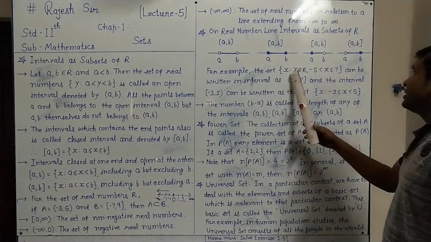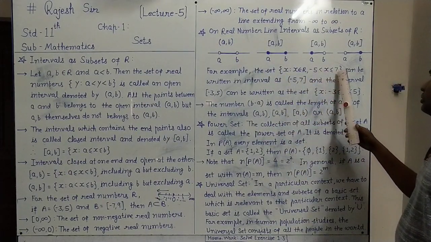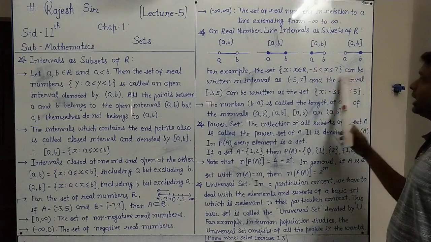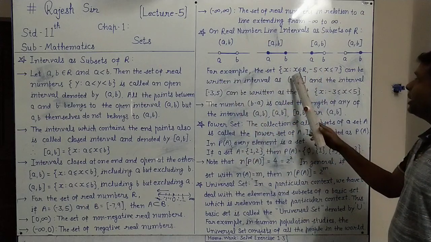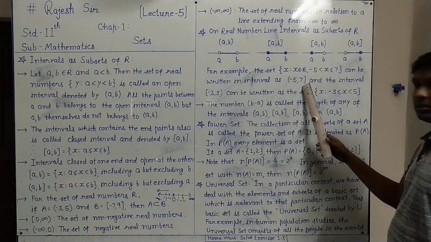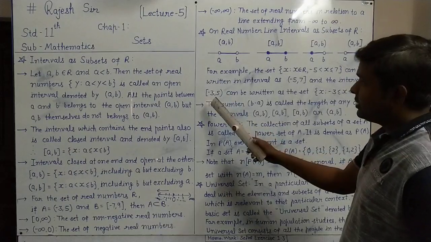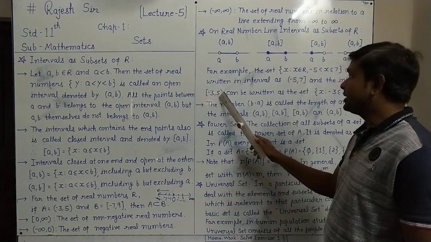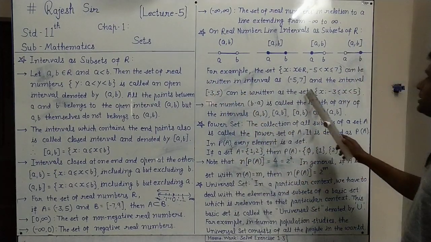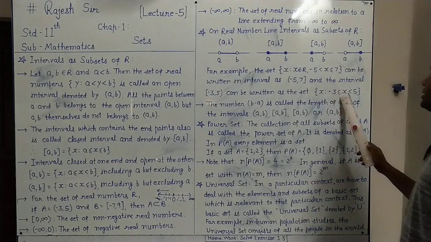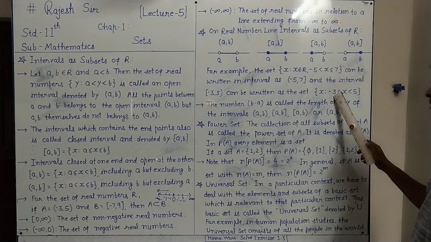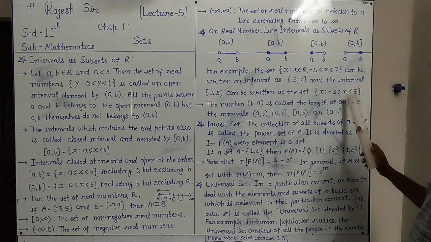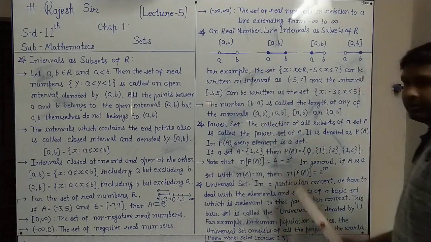For example, the set x such that x belongs to R, minus 5 less than x less than or equal to 7. So on the minus 5 side it is open and on the 7 side closed, and can be written in interval form as open minus 5 and 7 closed. Similarly in the next example, closed minus 3, 5 means minus 3 we have to include and 5 is excluded, and all numbers in between. It can be written as the set x such that x is greater than or equal to minus 3 but less than 5. Just don't take 5; numbers less than 5 we will take in this set.